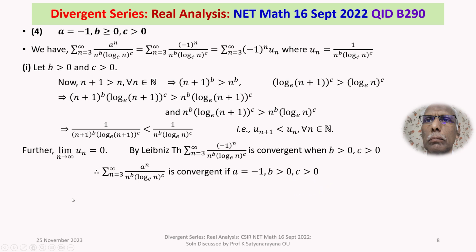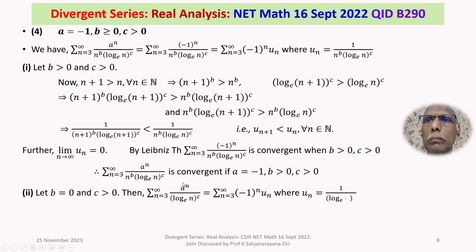Now we consider b is equal to 0. Let b be equal to 0, c greater than 0. Then n^b is 1, so you will get (-1)^n by (log n)^c. And this is sigma n = 3 to infinity (-1)^n into un, an alternating series, where un is equal to 1 by (log n)^c, is convergent.